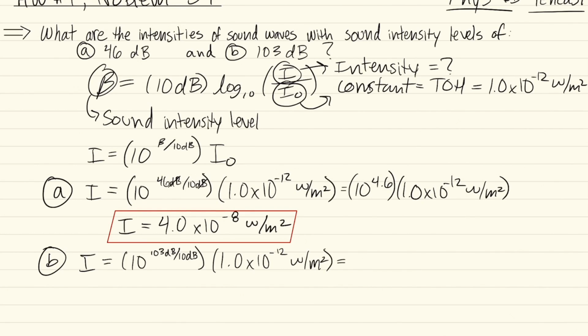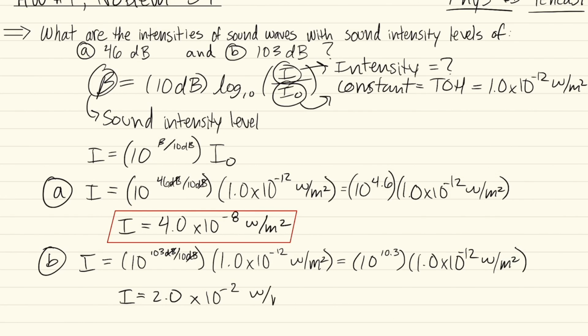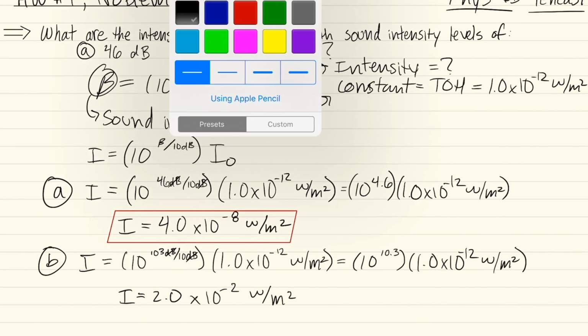Then that simplifies down to 10 to the power of 10.3, and I forgot to cancel out decibels, keeping track of units. 1.0 times, take the 10 to the power of 10.3 and multiply that times the threshold of hearing. That gives us an intensity of 2.0 times 10 to the negative 2 watts per meter squared. And I'm going to go ahead and box this here in red as well.